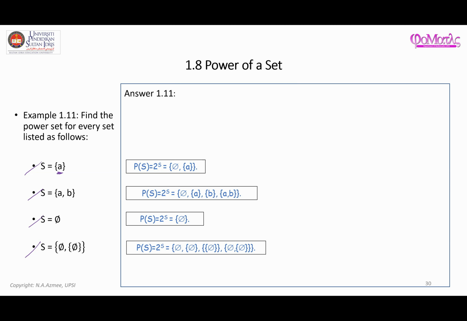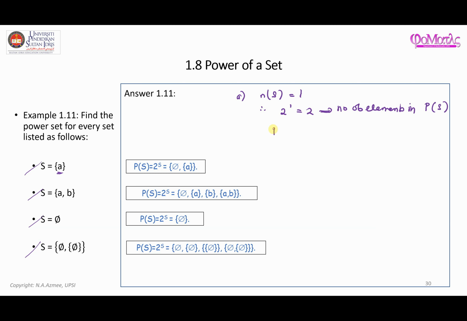So for that one here, the number of elements is just 1. Therefore, if you find 2 to the power of 1, this is equal to 2. So this is going to be the number of elements in the power set of S. And remember, if you want to list the elements in that power set, it's going to include the empty set and the original set as well.